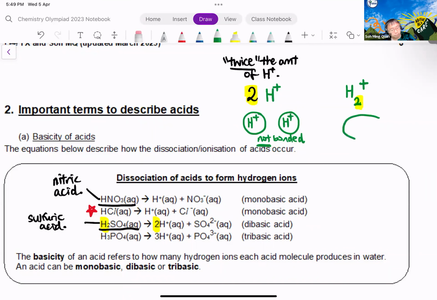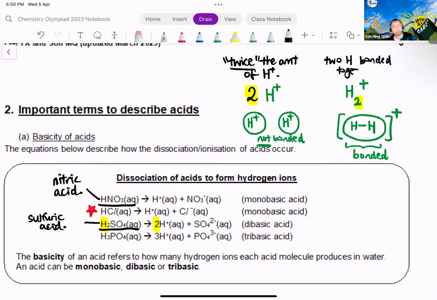However, if you write the 2 below, what you're saying is this: the 2 H's are bonded. When you write the 2 below, what you are trying to say is 2 H bonded together. That's what you actually mean. So whether the 2 is outside or below makes a difference because the meaning is different.